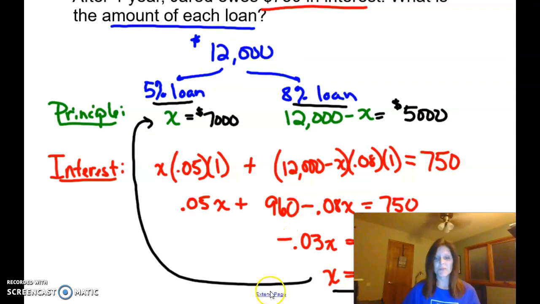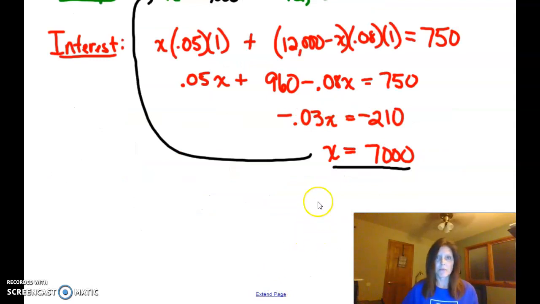After that, it's just a simple matter of cleaning up the math. So we multiply out that first one is simply 0.05x. On the second part, we'll distribute that 0.08 to both of those terms and get 960 minus 0.08x. Combine like terms, subtract the 960, do our division.